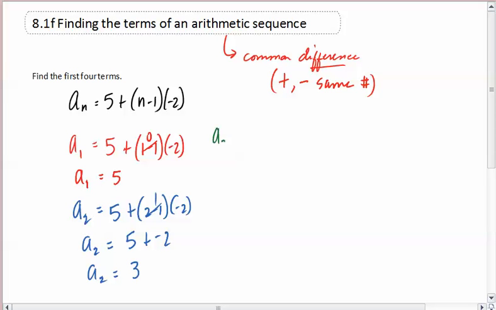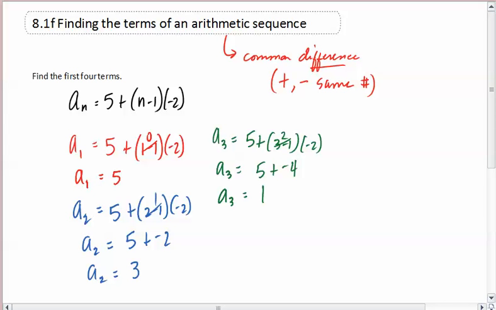Okay, we'll go with a sub 3. It's going to be 5 plus 3 minus 1 times the negative 2 at the end. A sub 3 is 5 plus negative 4. And a sub 3 is a 1. That's a 2, and that's why it's plus a negative 4.